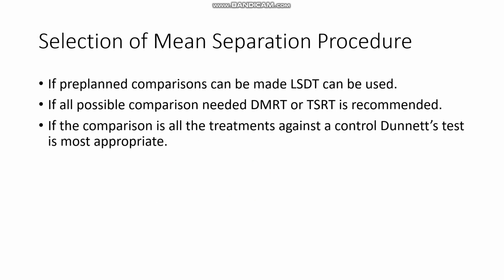Anyway, you can follow these steps to select a post hoc test. We have discussed 4 techniques. If pre-planned comparisons can be made, you can use the least significant difference test. If all possible comparisons are needed, you can use the Duncan test and Tukey's test. If the comparison is all treatments against a control, you can use Dunnett's test. So with respect to these special cases also, you can consider the post hoc test.